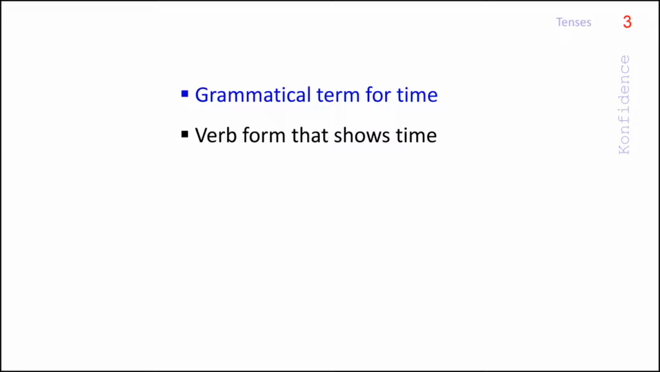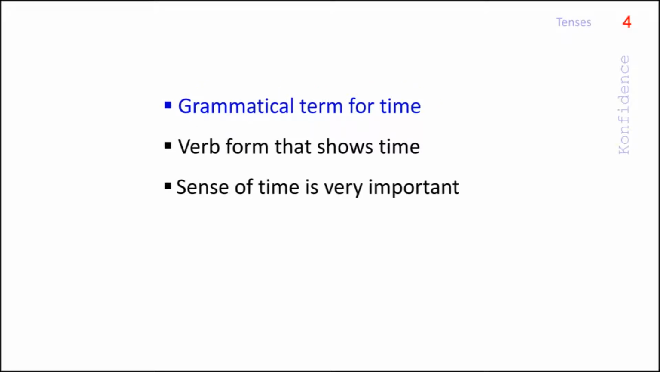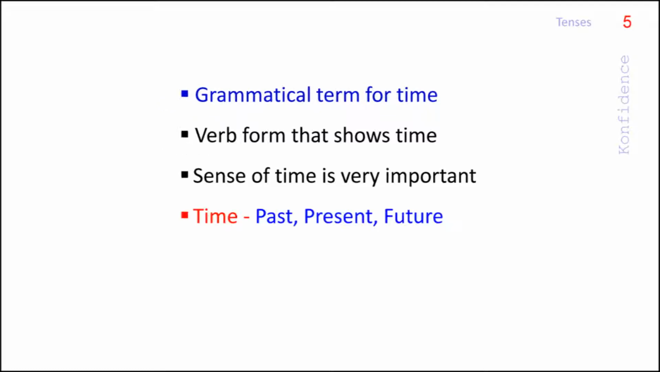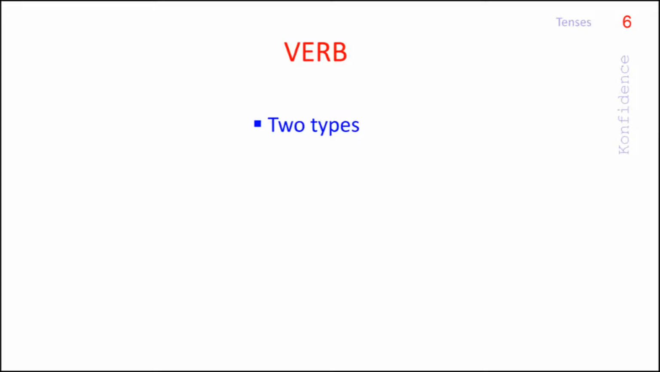Our language is an expression of our life. So, sense of time is very important in language for clear communication. We have, for our convenience, divided time into past, present, and future. And we express these differences in time with the help of verbs. It is said that if we know the uses of tenses, it means we have mastered half of the English.